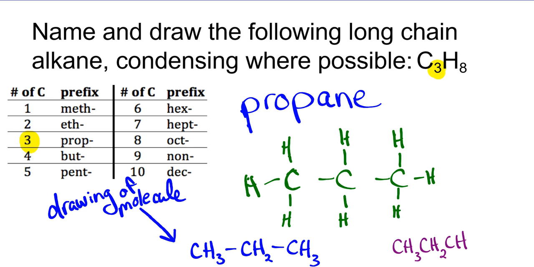I can't remember what it's called. Yes, the condensed structural form. Okay, so I'll make a note of that. Notice that the main difference is lacking those dashes in between. And like I said, it's because we don't have really anything interesting going on with this molecule. This is our condensed structural form of propane.